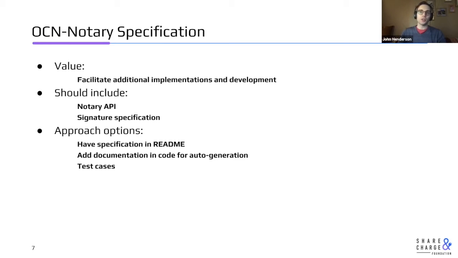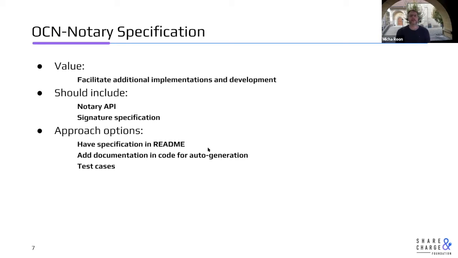So then I said that the specification should include the Notary API and obviously the signature specification. I suppose by Notary API, maybe I meant the operations that one should be able to perform on the signature. Anything else? Any thoughts so far before we get into it?